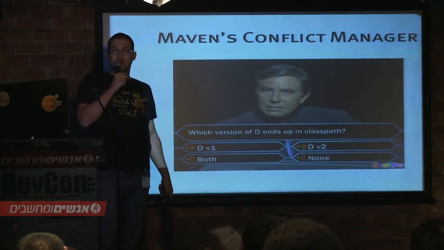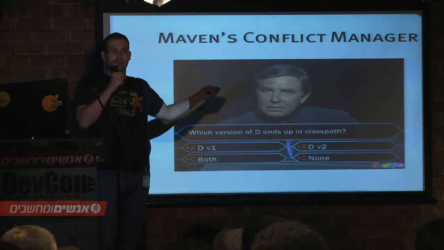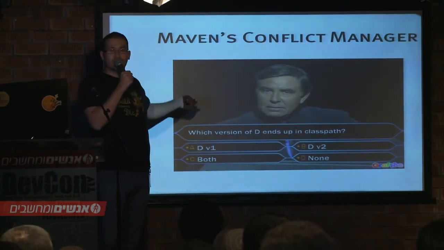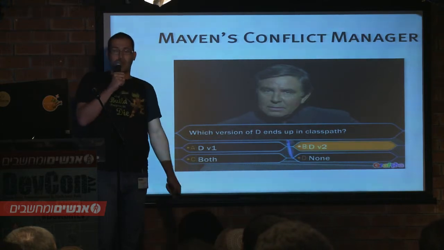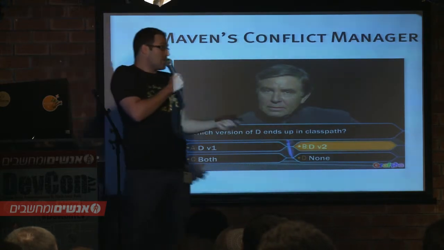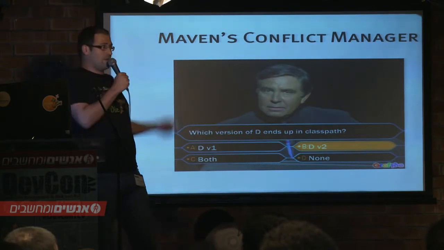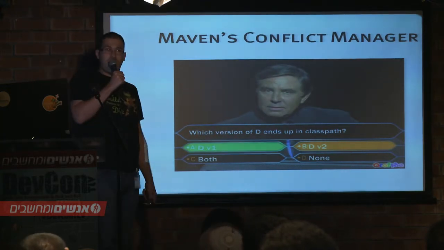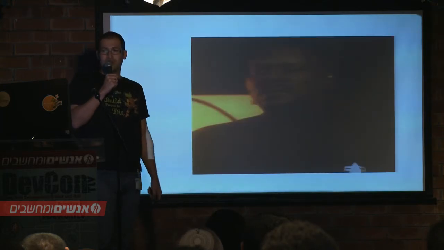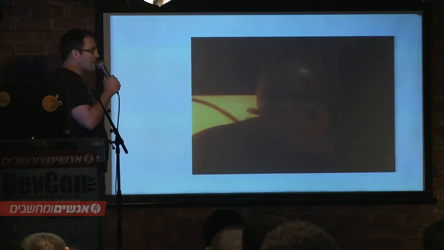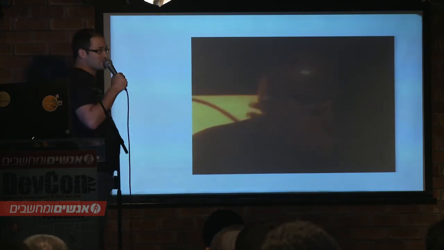Who knows? Who thinks that it's A, D1? Who thinks that it's B, D2? You are not participating. Usually you will go with D2 because it's higher. So if you assume backwards compatibility, D2 sounds like a logical answer, but wrong answer. D1. Why? Because this is how the Maven conflict manager works.